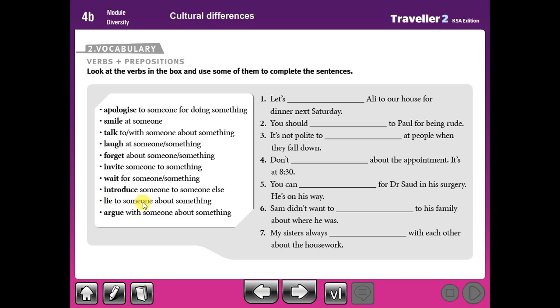Lie to someone about something. A child lies to his mother about forgetting to do his homework. Argue with someone about something. I argue with my friend about who is the best player in the world.